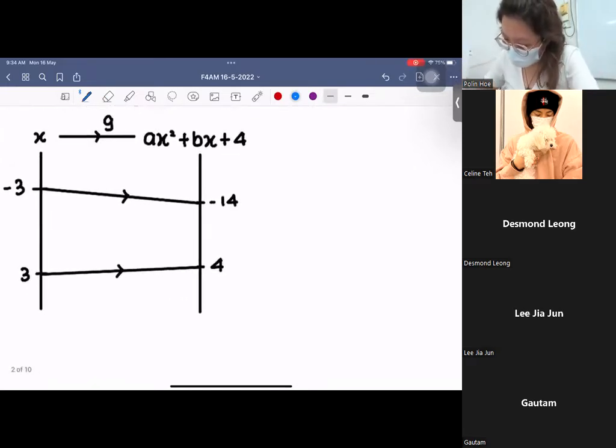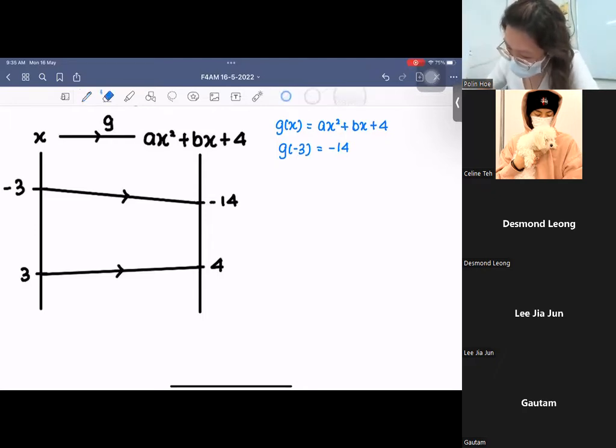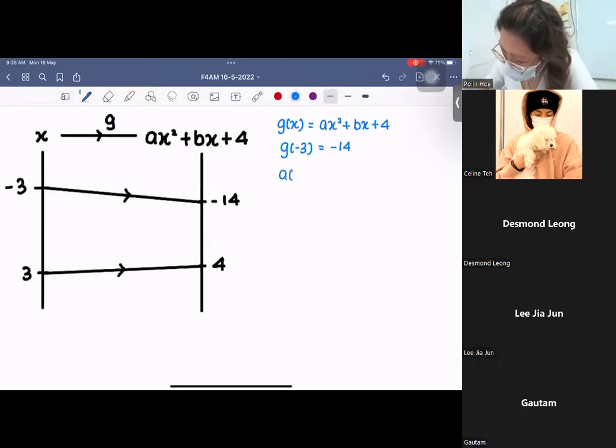g(x) equals ax squared plus bx plus 4. g(-3) equals -14. Substitute -3 into x. So you should have a(-3) squared plus b(-3) plus 4 equals -14.